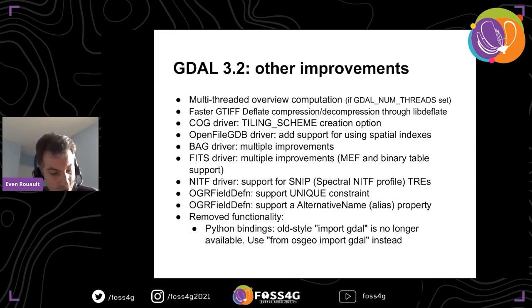The vector feature model has been extended to support unique constraint and alias properties, which are used in a number of formats. And people still relying on the old way of importing the Python bindings will have to upgrade to the new way, which is actually 10 years old. So you have no excuse for not having updated yet.